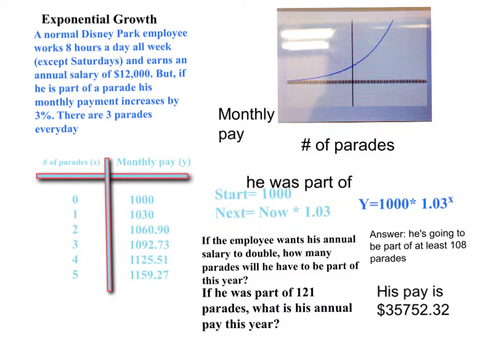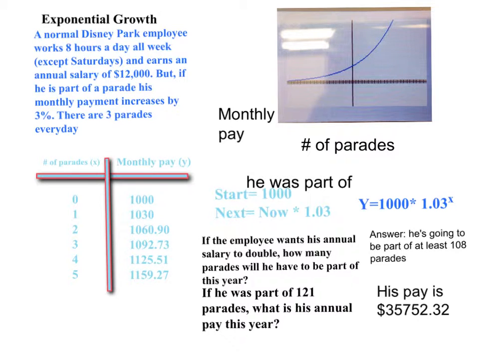If the employee wants his annual salary to double, how many parades will he have to be part of this year? Our answer is he's going to be part of at least 108 parades. We went to our table of values and went down until 108, and that gave us our answer, when his salary was more than $24,000, which was his salary doubled.